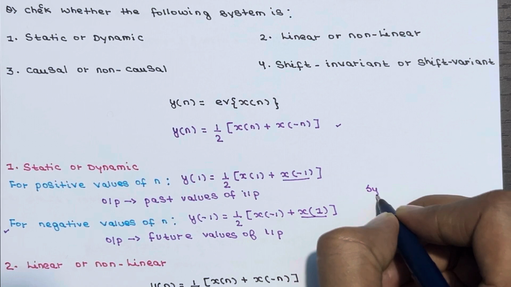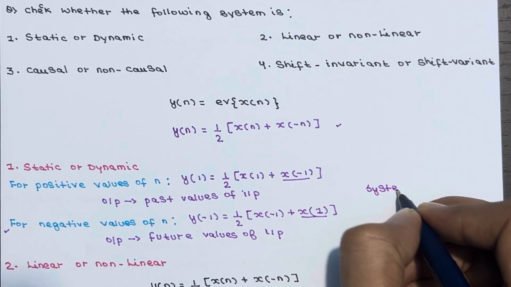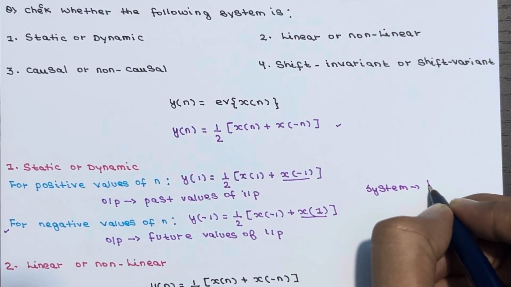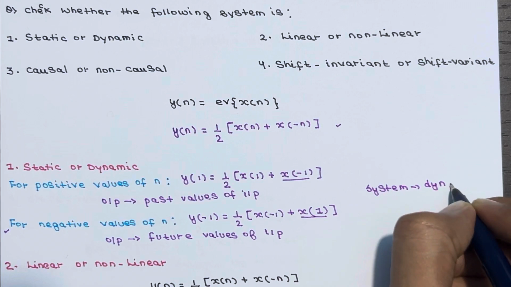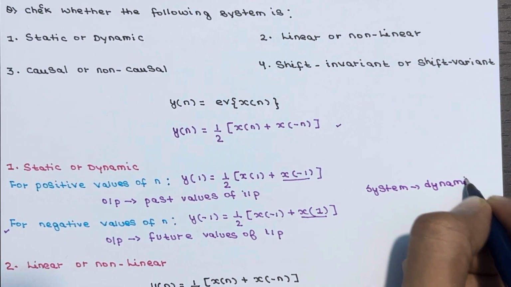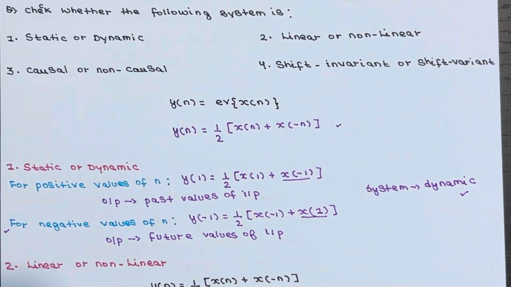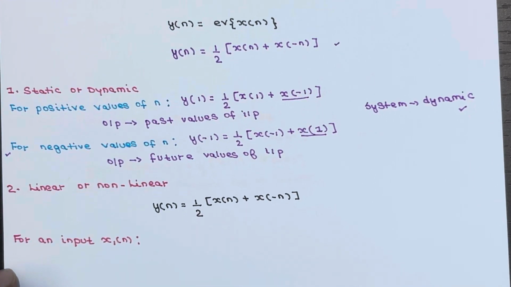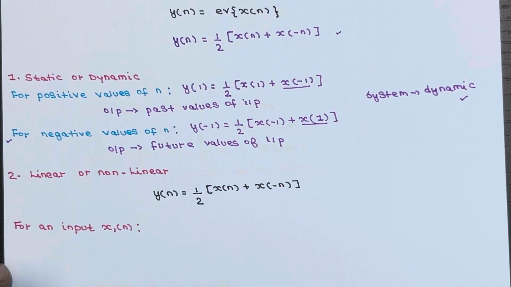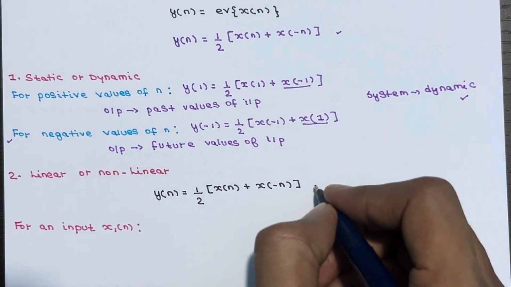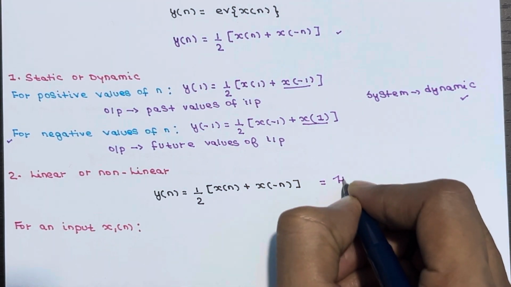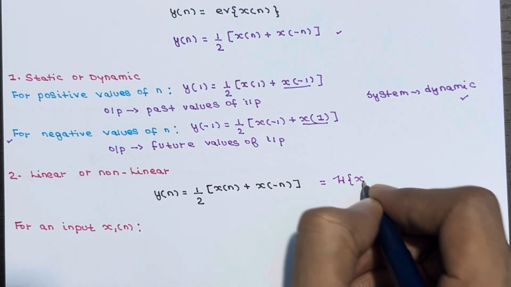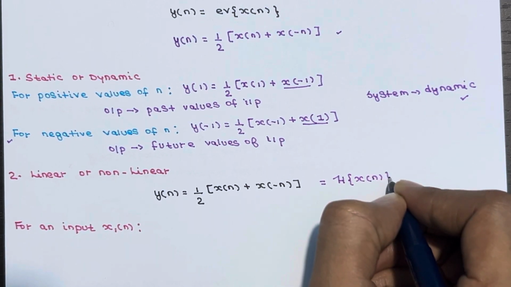So we can say our system is a dynamic system. Hope it is clear to you. Fine. Now let's move further and check whether our system is linear or non-linear. So y of n is equal to this, and we also know y of n is basically the transform of x of n. Clear?